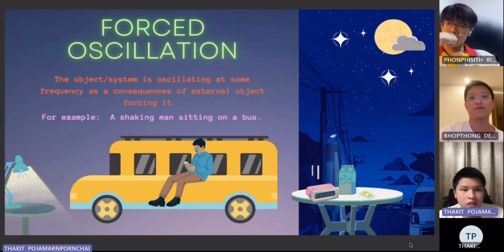So the forced oscillation. It is an object or system that is oscillating at some frequency as a consequence of an external object forcing it. For example, a man shaking while sitting on a bus.